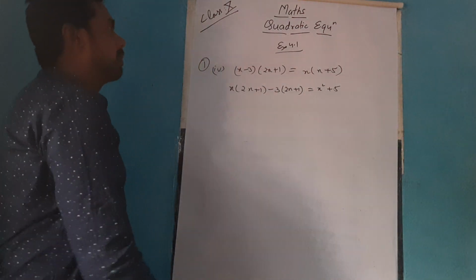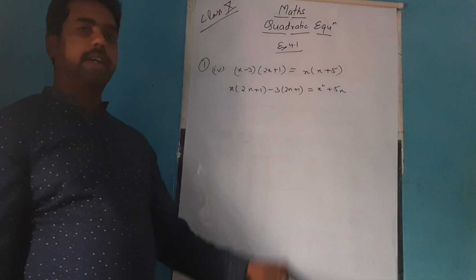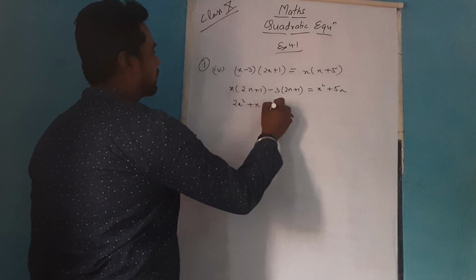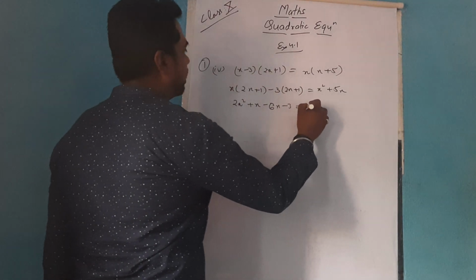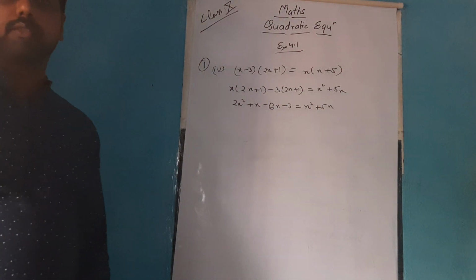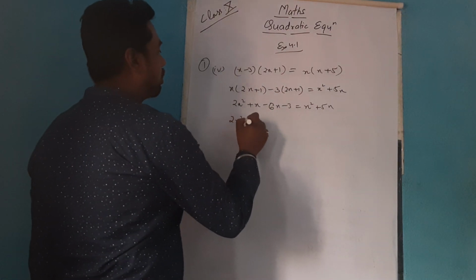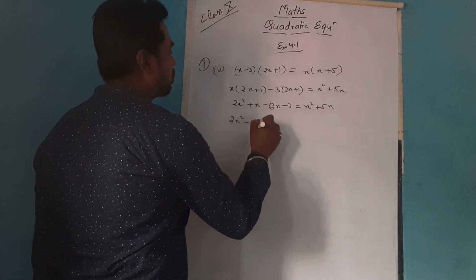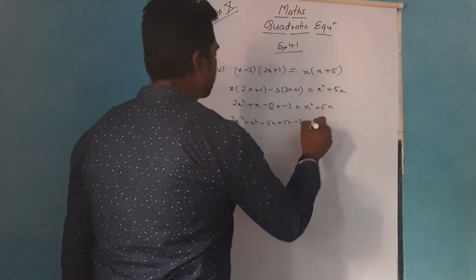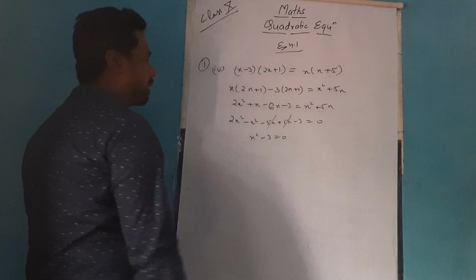And here we can open the bracket on the right, that becomes x square plus 5x. Now, on the left, x into 2x becomes 2x square, plus x minus 6x minus 3 equals x square plus 5x. Now we'll put all the terms on the left hand side and make the right hand side equal to 0. So this becomes 2x square minus x square, minus 5x plus 5x, minus 3 equals 0. Minus 5x plus 5x cancel, that becomes x square minus 3 equals 0.